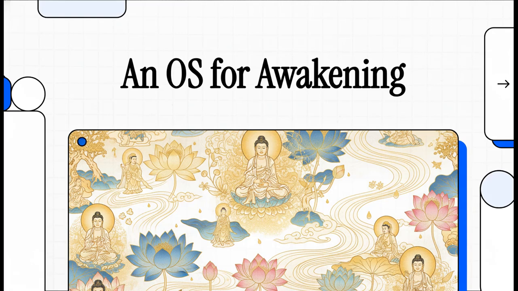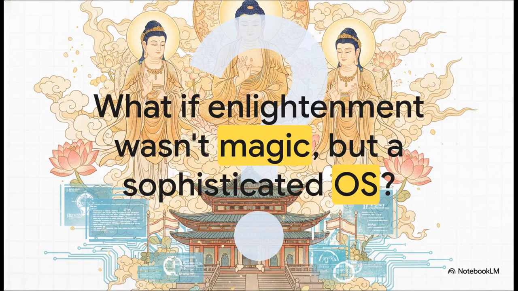Hey everyone, today we're going to do something a little different. We're taking a look at an ancient Buddhist text, the Sutra of Great Compassion, but we're not going to treat it like scripture. Instead, we're going to treat it like a seriously sophisticated piece of spiritual technology. Think of it as an operating system for awakening. So let's just jump right into the big idea here.